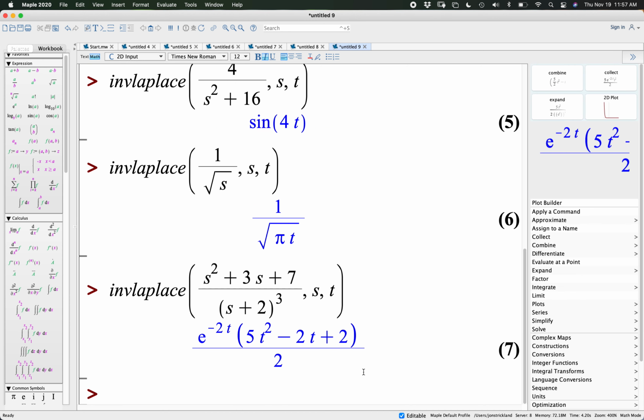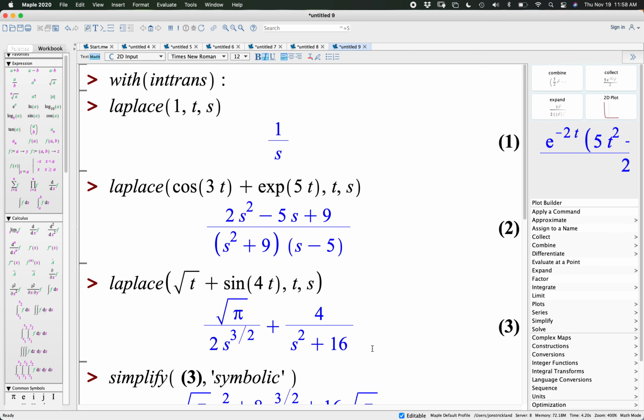Okay, all right. So it gives the factored form here. So you have e to the negative 2t quantity, times 5t squared minus 2t plus 2, all over 2. Again, with Laplace and inverse Laplace transform operations with Maple, you do need that opening line with, in parentheses, inttrans, followed by the colon.